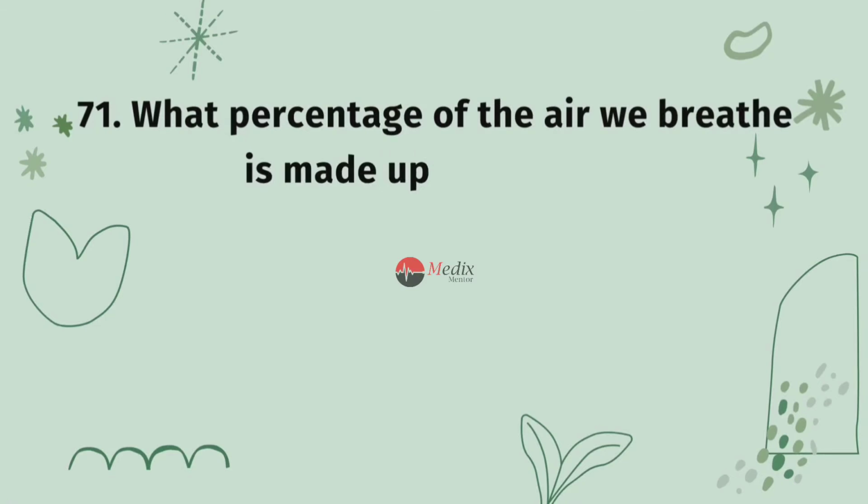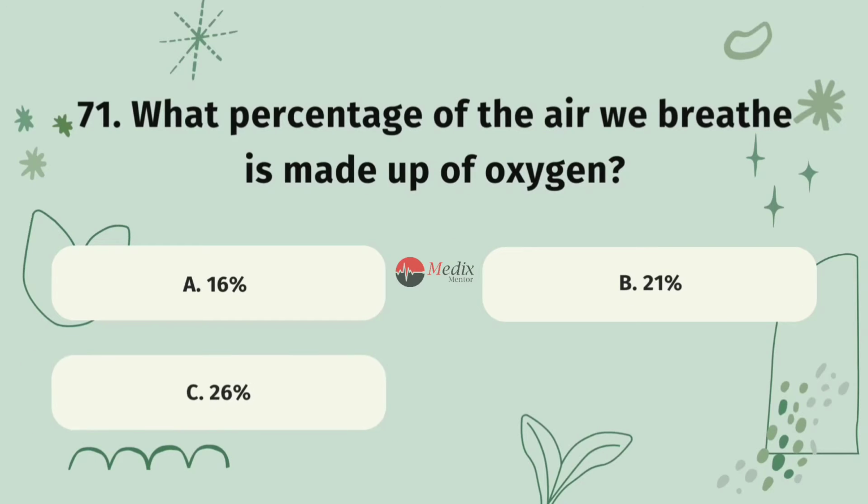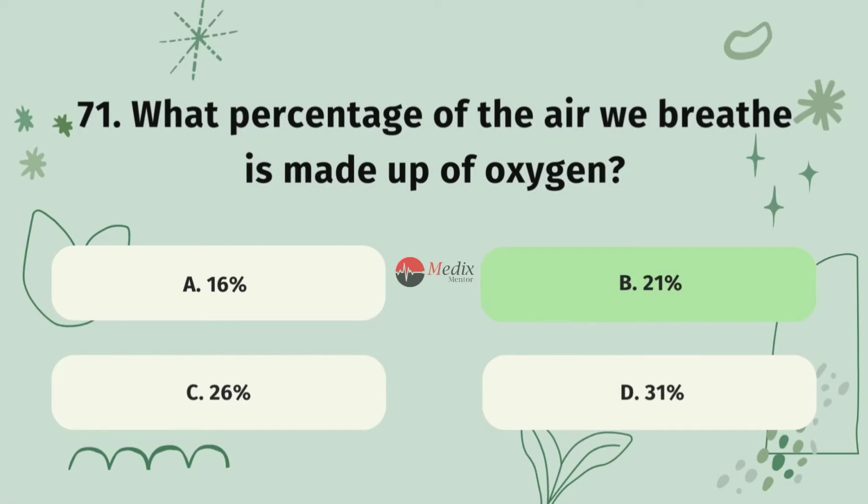Question 71. What percentage of the air we breathe is made up of oxygen? Option A, 16%. Option B, 21%. Option C, 26%. Option D, 31%. The correct answer is B.